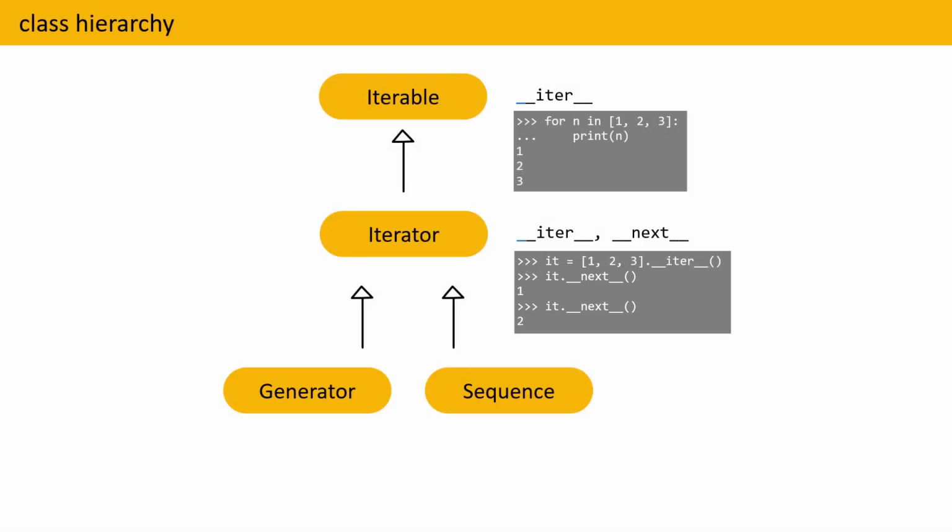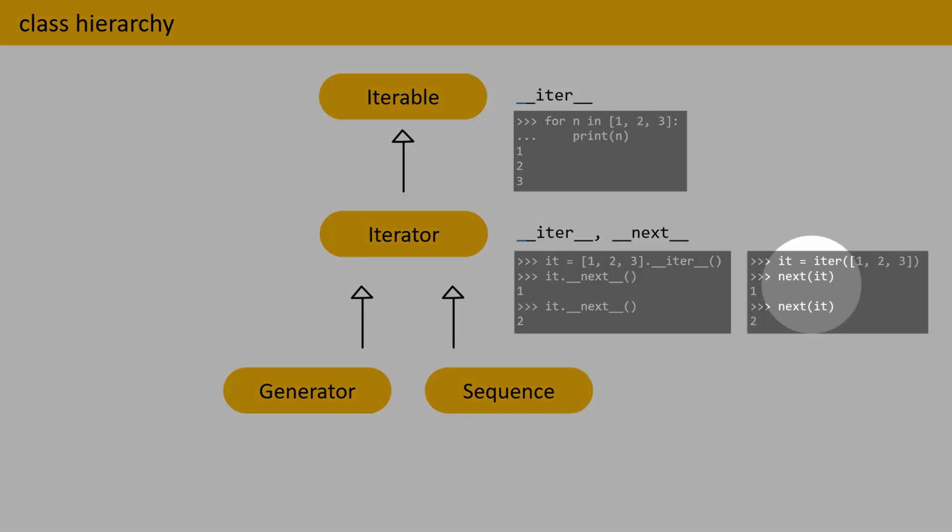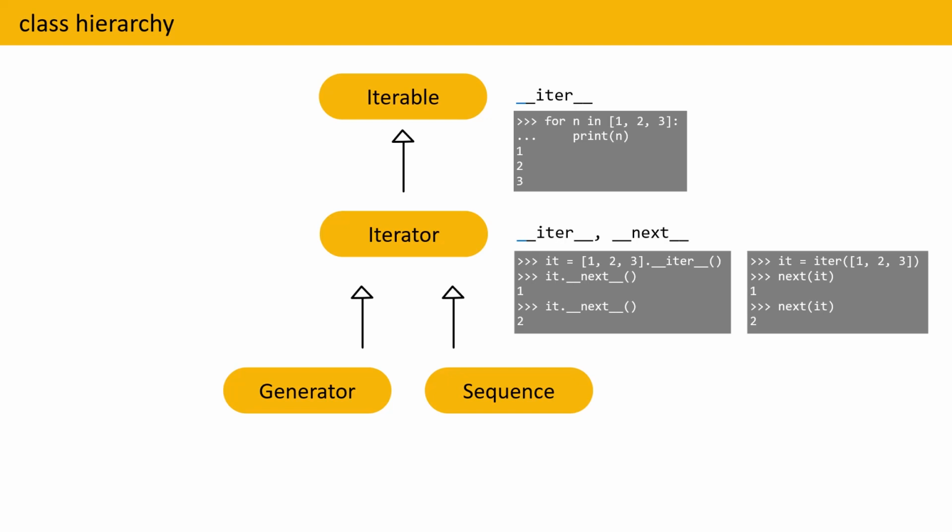Since the double underscore syntax of the special __iter__ and __next__ methods is rather ugly, Python has the convenience functions iter and next without the underscores. Under the hood, these functions simply call the corresponding special methods with their underscore names.